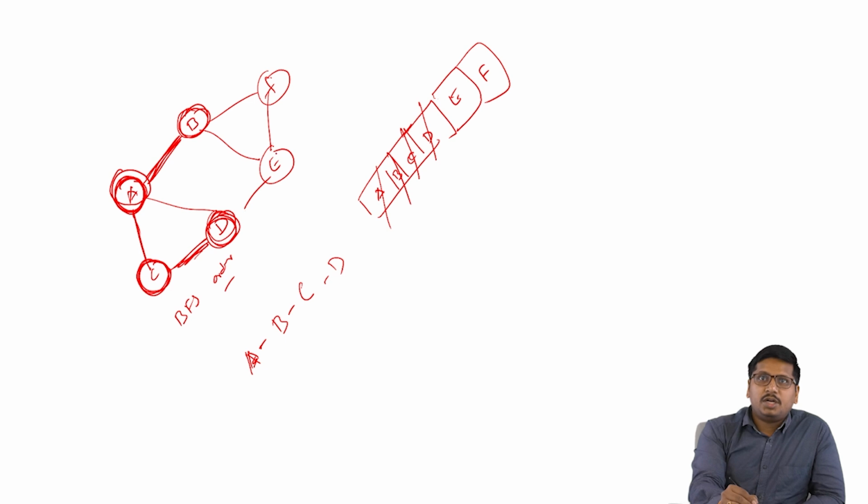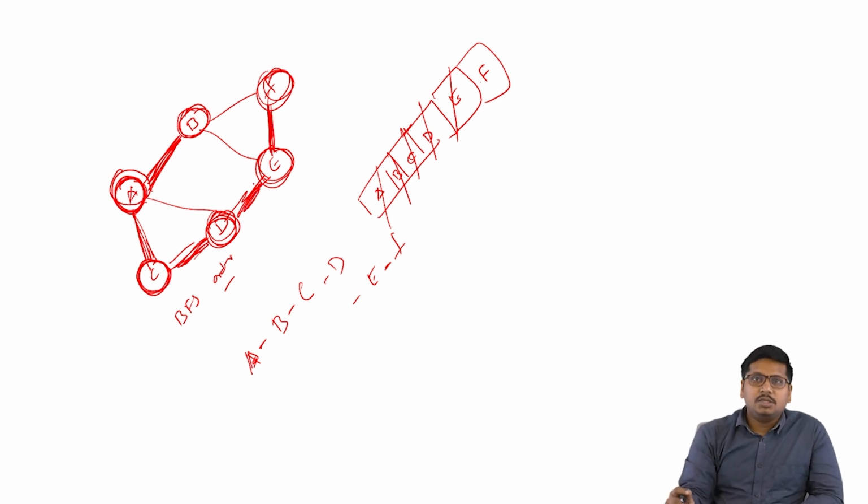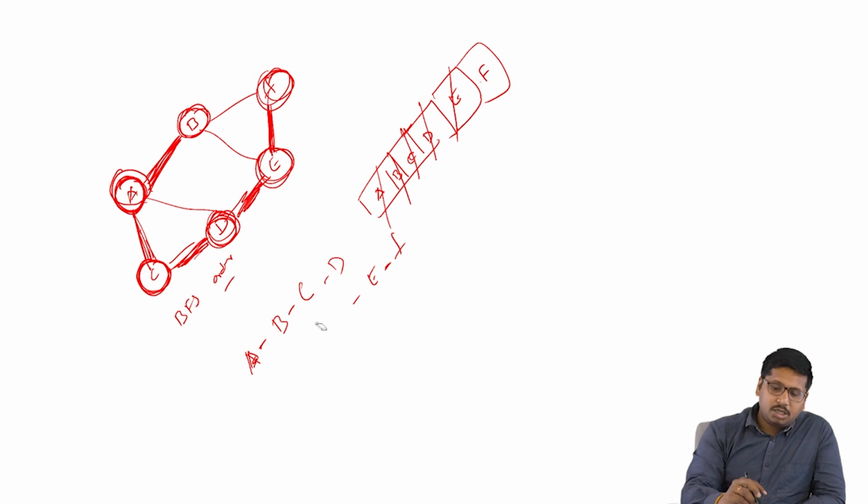So for E, what are the nodes that are adjacent? F. So F is already there, so remove E from the queue. Finally F. So this is the BFS order of this graph, which is going to visit all the vertices exactly once. Right? Similarly, let us construct another graph as well.